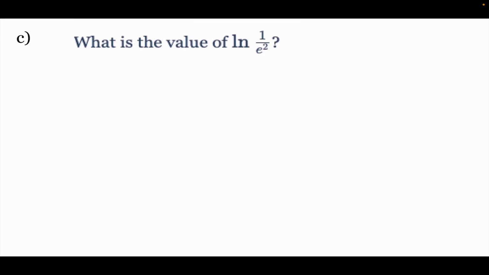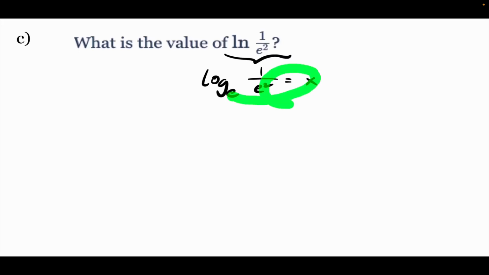All right, so now let's do this one. Again, first thing, I don't want ln, I want log with a base of e. This guy's a fraction, and I'm missing that part. So to get that missing part over here, I have to do the loop. E to the x power equals 1 over e squared.